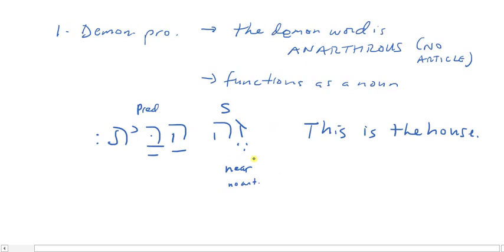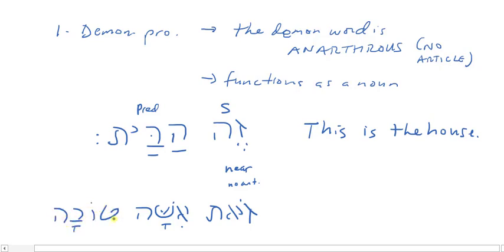Second example. We have zot isha tova. What form of the demonstrative is zot? Well, first of all, is it the near or the far demonstrative? It's near. So how will I translate near demonstratives? This or these, right? Okay. Now, here is zot. It's feminine and singular, right?